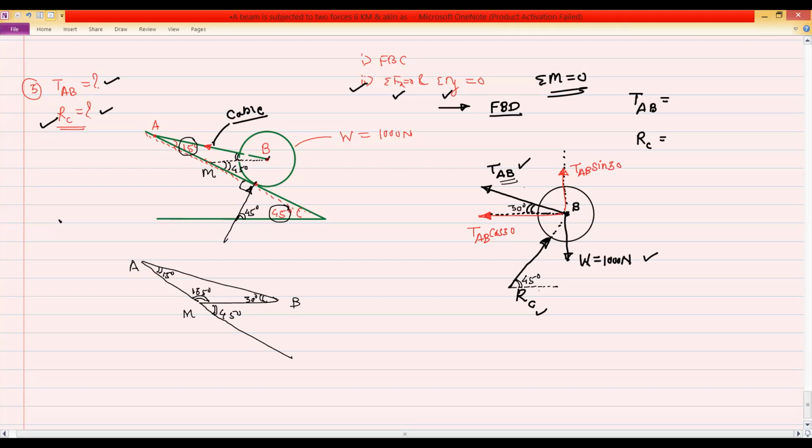Similarly, resolve the reaction RC. This is the adjacent component, so this will be RC cos 45. And this is RC sine 45. Okay. And W is acting in the negative y direction, so there is no need to resolve that W force. Then write down summation Fx and summation Fy.